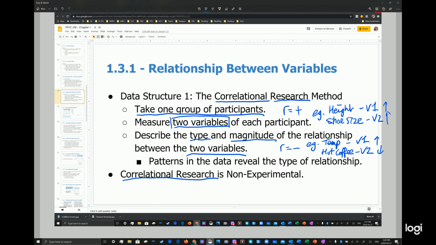One thing we want to emphasize here is that this type of correlational research is not experimental. We are only measuring the variables. We do not do anything to change them or manipulate or control them. We only measure or count them. So in a way, they're both dependent variables. So this would be height and shoe size.